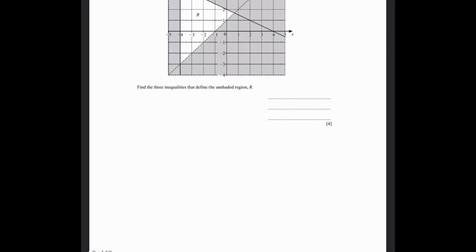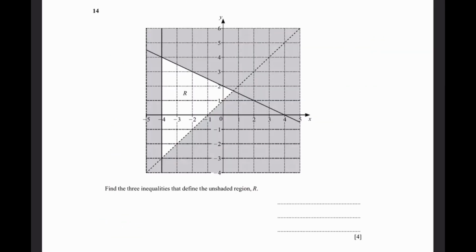Let's go to question 14. Find the 3 inequalities that define this unshaded region R. So basically, these inequalities have to include this region. And how do we find 3 inequalities like that? We have 3 lines over here. I need to find the equation of each of these lines and then decide if greater than or less than symbol should be placed.